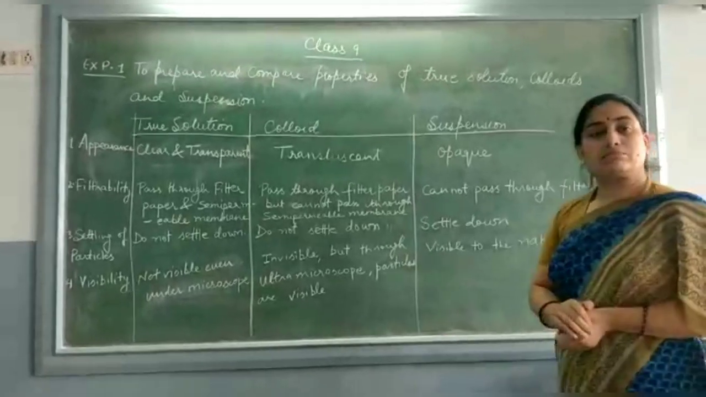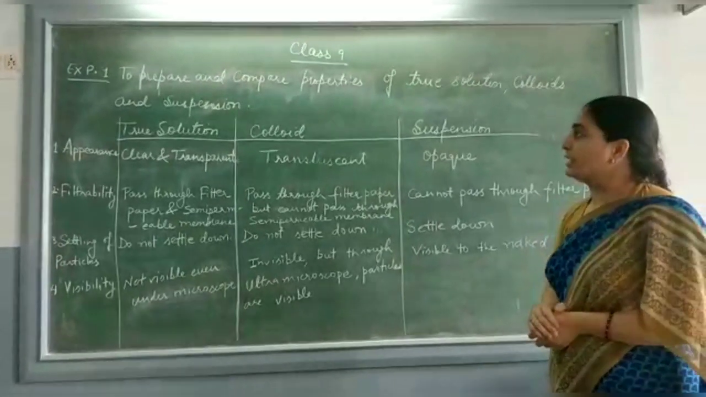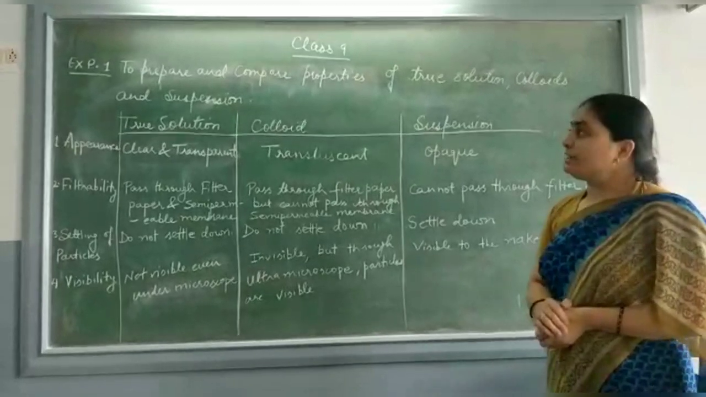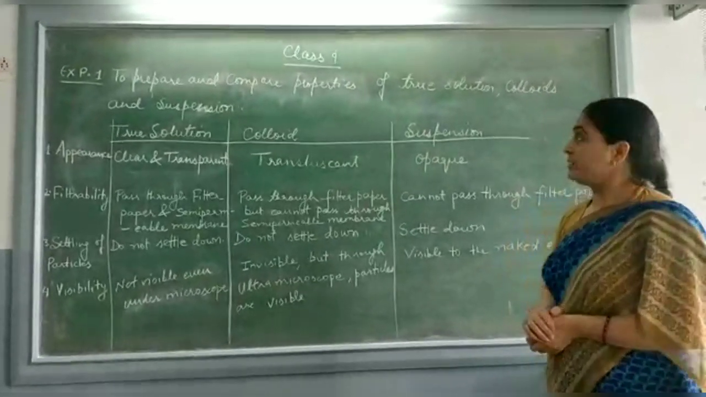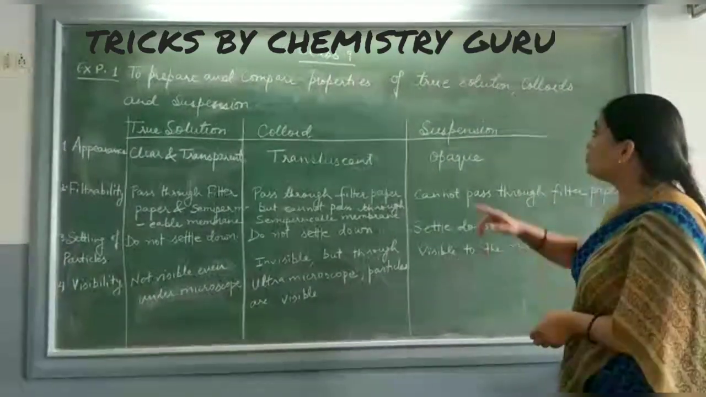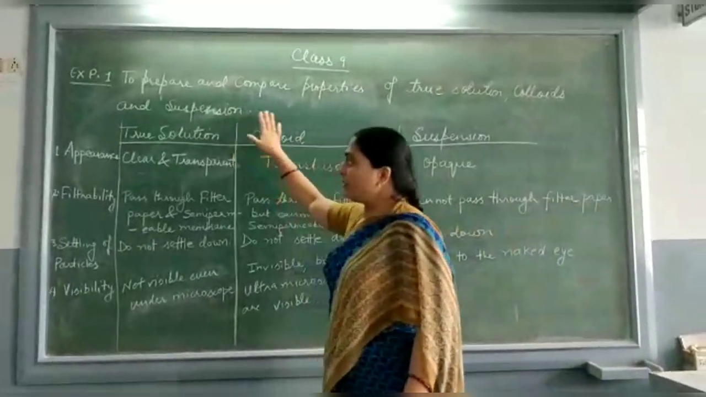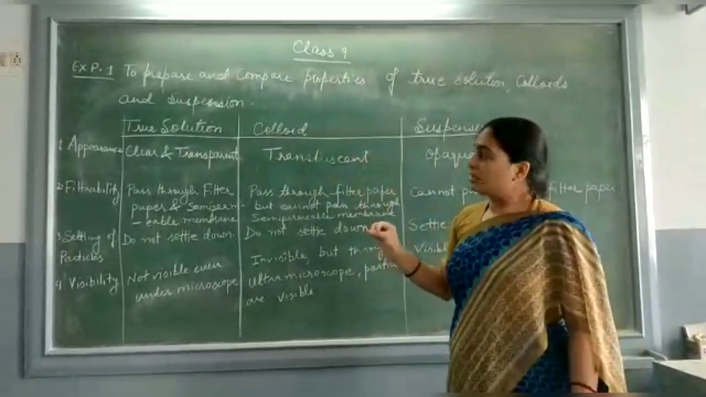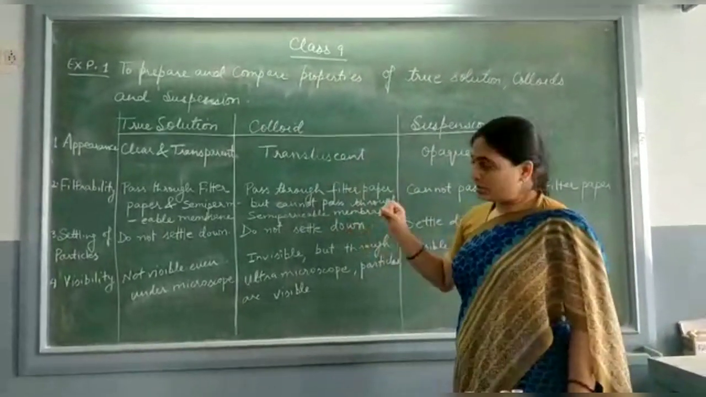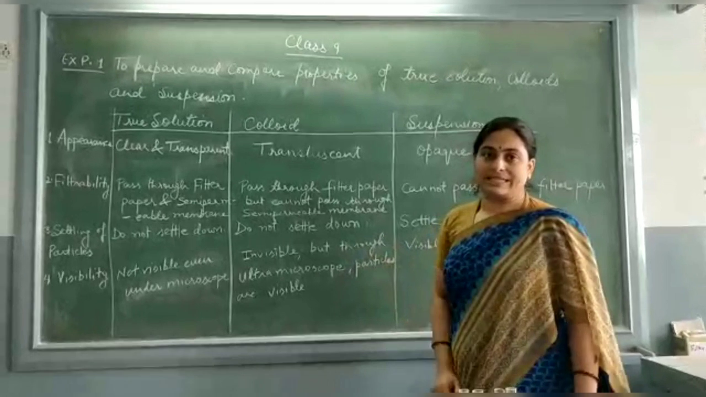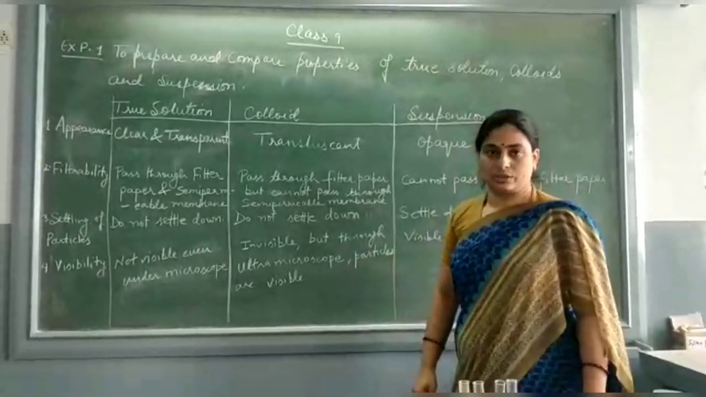Today we will discuss some practical activity for class 9, and the experiment is to prepare and compare the properties of true solution, colloid and suspension. So this is our topic and we are going to compare their properties practically. This is our practical as well as what you study in chapter number 2, that is Matter Around Us.